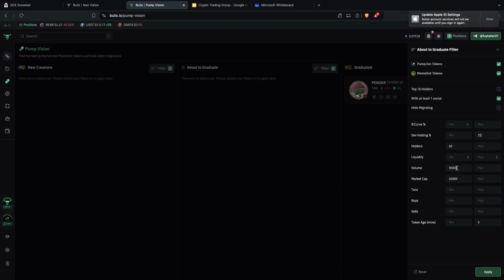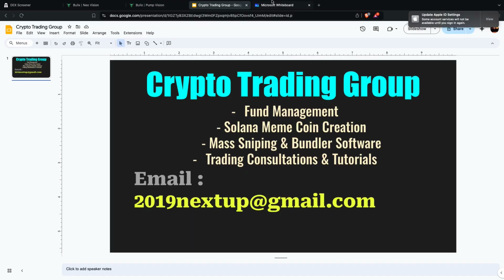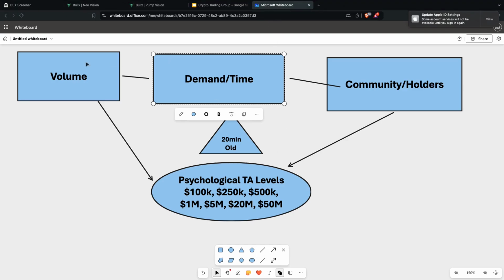The most important part is the volume. 55,000 US dollars should be your minimum. Of course, the more the volume, the better. Then the other important metric is the time frame. So when it comes to the about to graduate filter, I really want you guys to focus on volume and the token age.